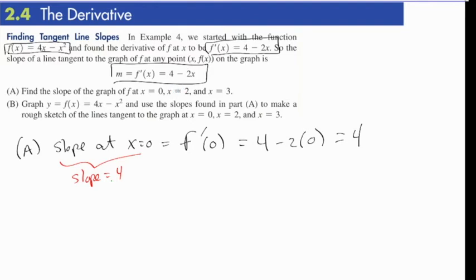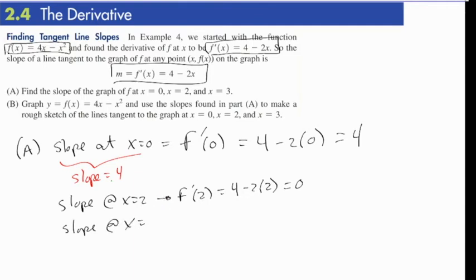If we want slope at x equals 2, we evaluate f prime of 2, which is 4 minus 2 times 2, which is 0, and slope at x equal to 3, we evaluate f prime of 3, which gives us 4 minus 2 times 3, which is a slope of negative 2. Part B says graph the function 4x minus x squared and use the slopes found in Part A to make a rough sketch of the tangent lines to the graph at the locations x equals 0, x equals 2, and x equals 3.